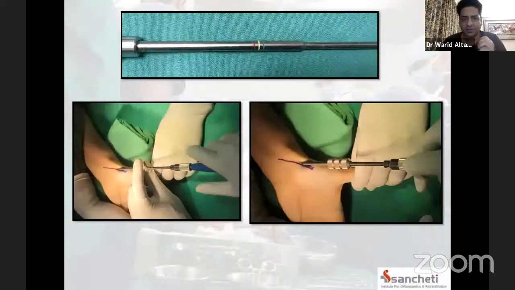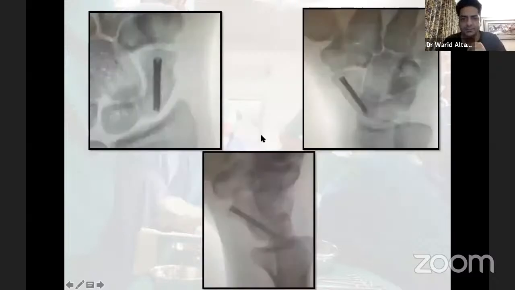And this is the sleeve which I was talking about. When you are on the green marker, that means your head is out. When you're on yellow, that means it is flush to the bone. When you're on the red, that means the head is buried inside.